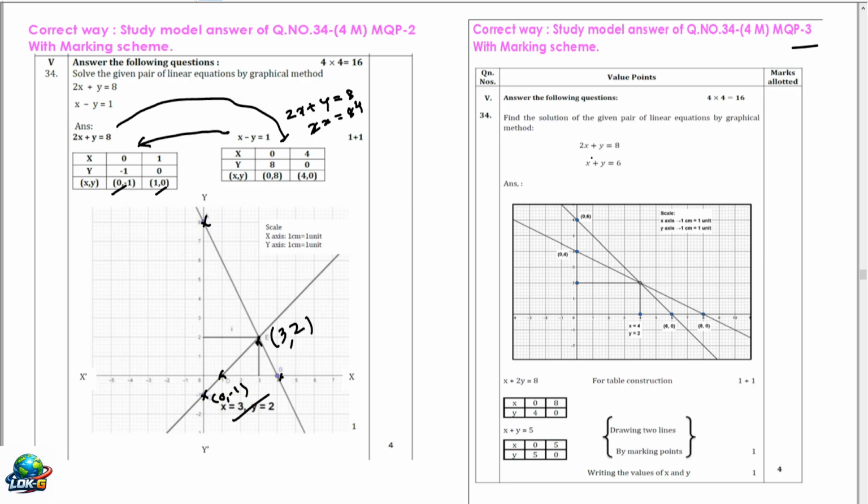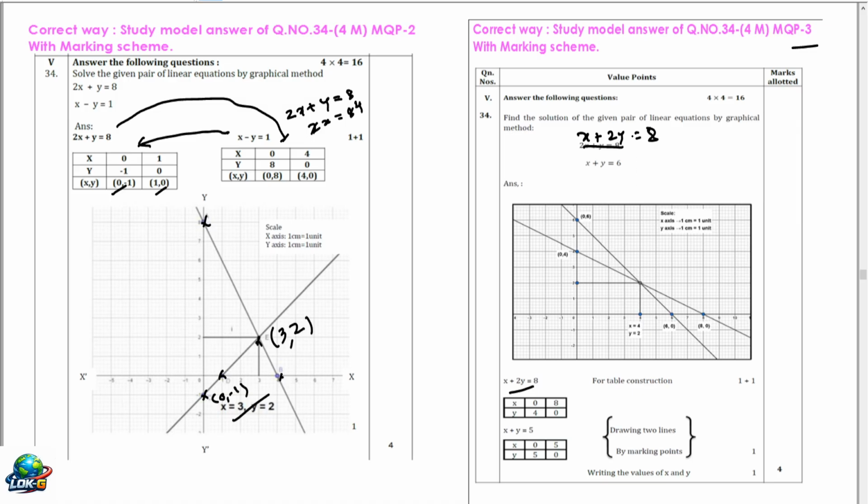Model question number 3. Take 2x plus y is equal to 8, x plus y is equal to 6. Observe here, truth table. The problem must be x plus 2y is equal to 8. There is a misprint, I will correct it. X plus 2y is equal to 8. Observe here. When x is equal to 0, 2y is equal to 8, y will be equal to 4.